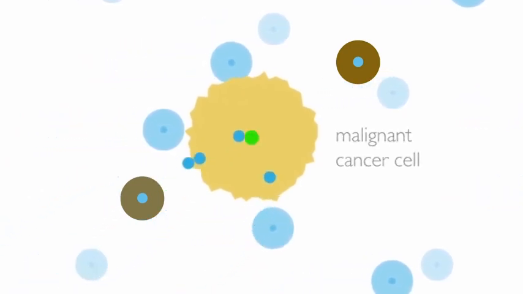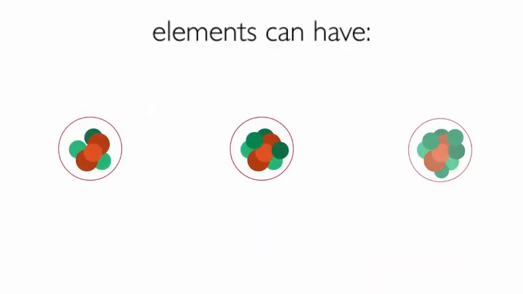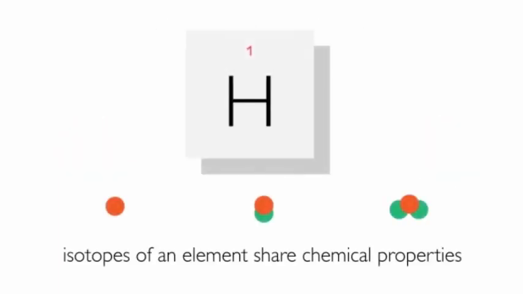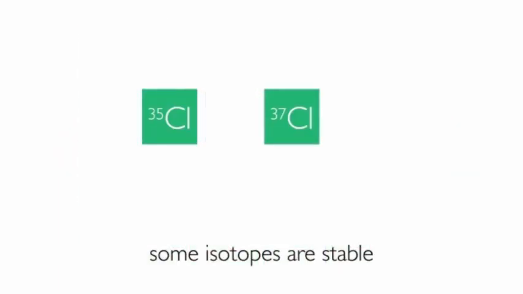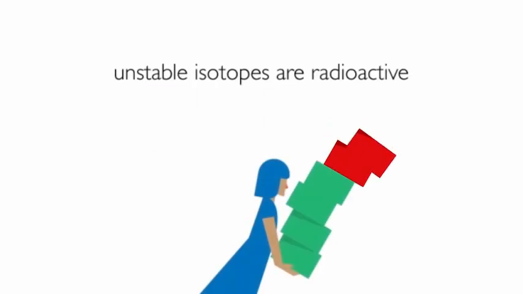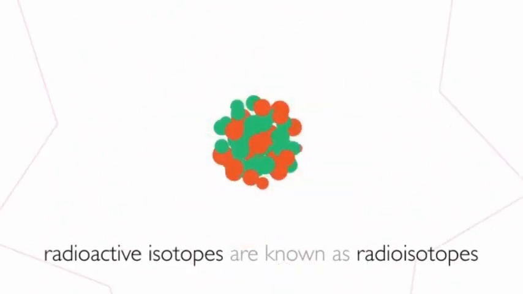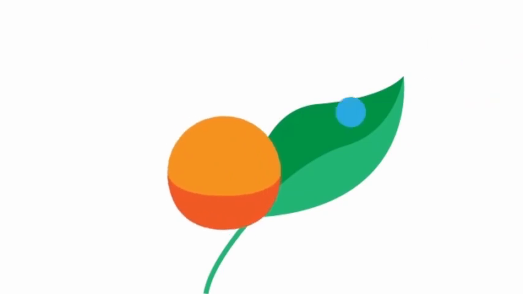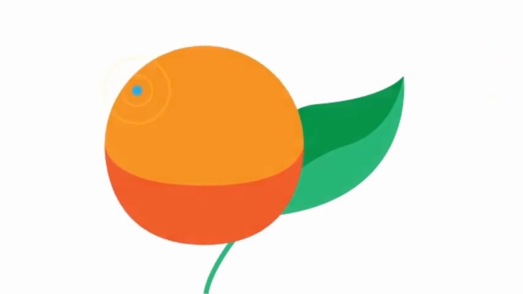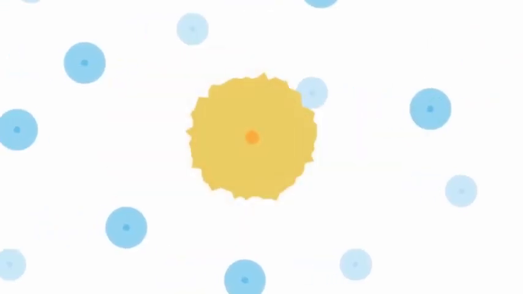So, as you can see, isotopes are important in modern science, and so we'll finish with a summary of the key points. Isotopes of the same element have the same chemical properties. Some isotopes are stable, and isotopes that are unstable are radioactive. Radioactive isotopes are also known as radioisotopes. Radioisotopes can be used as tracers or markers in chemistry and medicine, and they're also used to kill cancer cells.